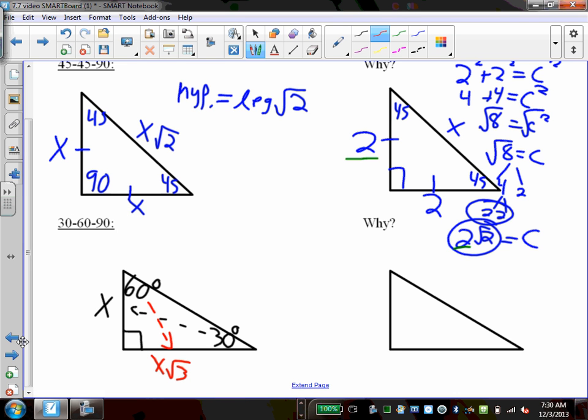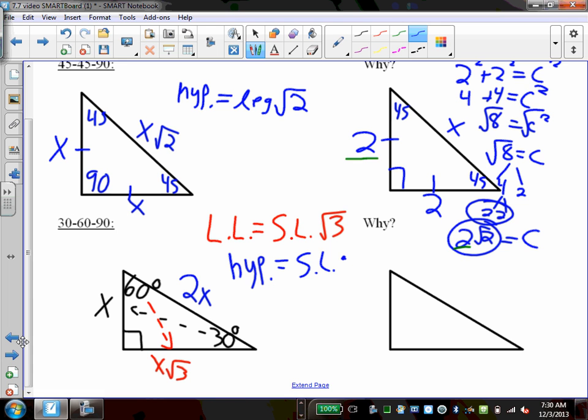Put into words, we can say that the long leg is equal to the short leg times root 3. And the hypotenuse will always have a length of 2x. In other words, twice the size of the short leg. So the other equation important here is that the hypotenuse equals short leg times 2.